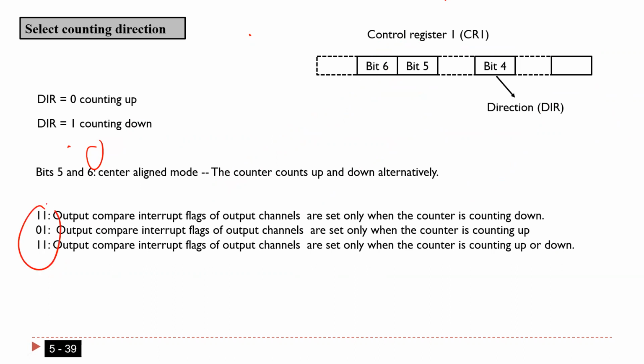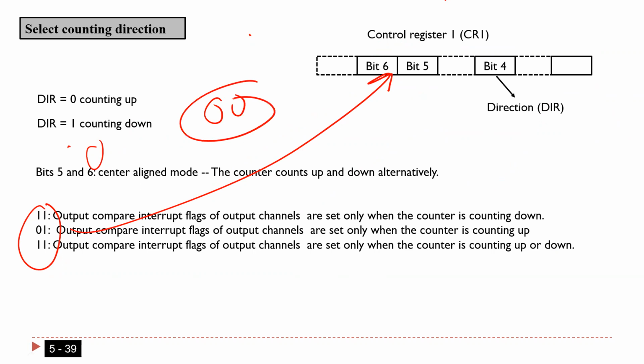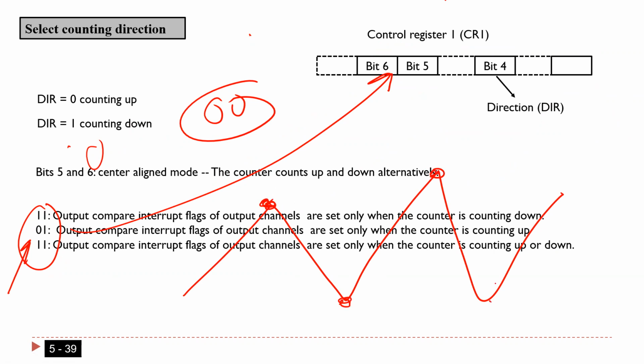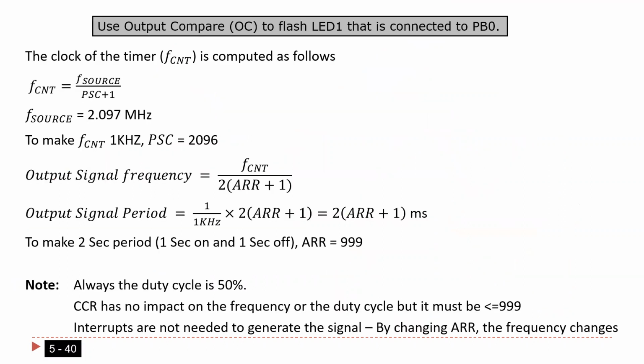So if you put any value other than 0 0 in these 2 bits, the timer is going to work this way, but you can select different values for when you want to trigger the interrupt. Only here, or in both. It's not a big deal. Okay. Any questions?